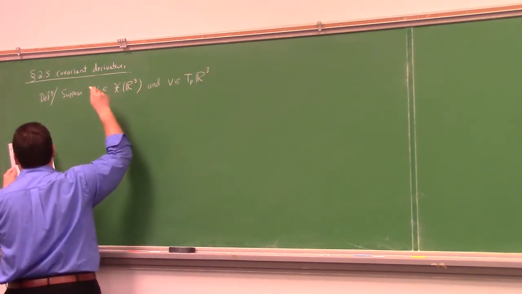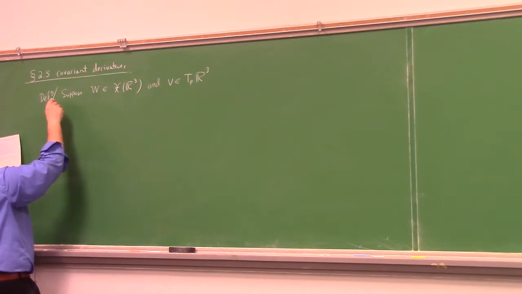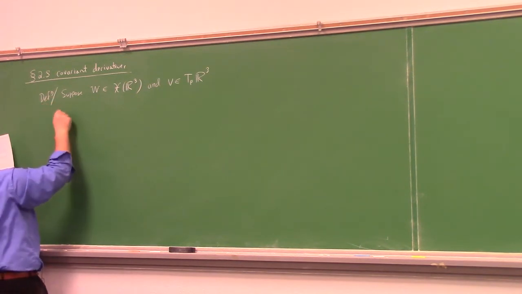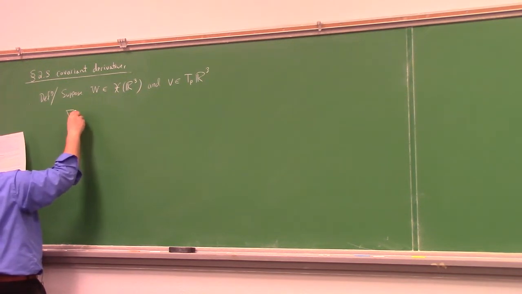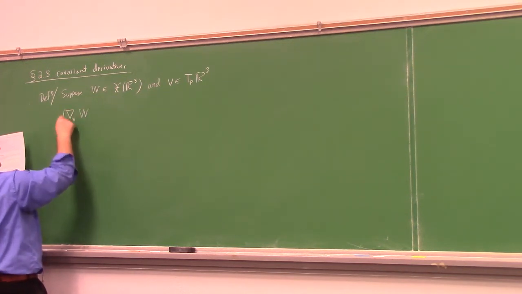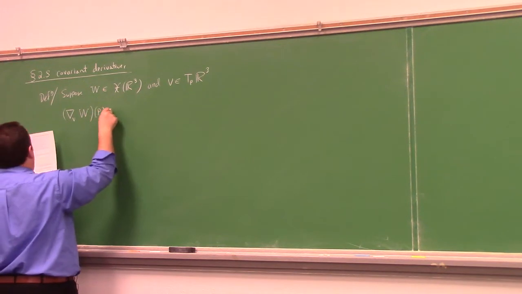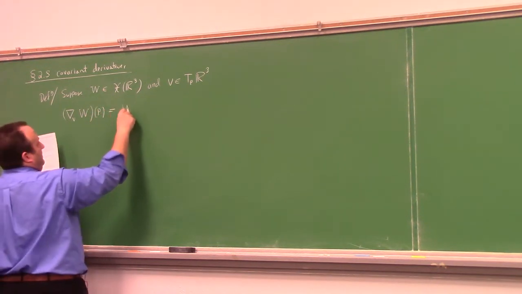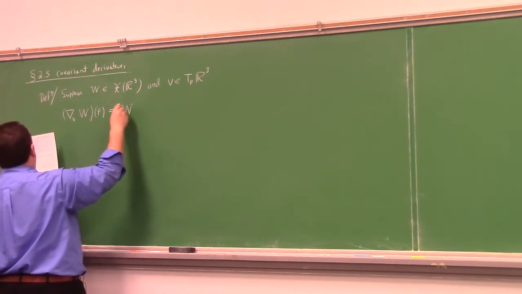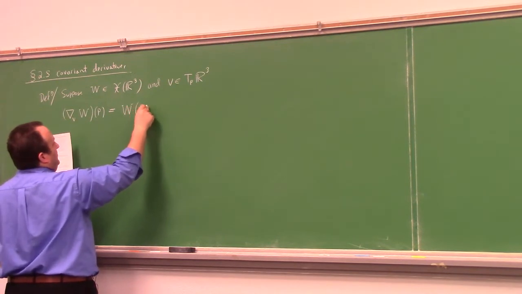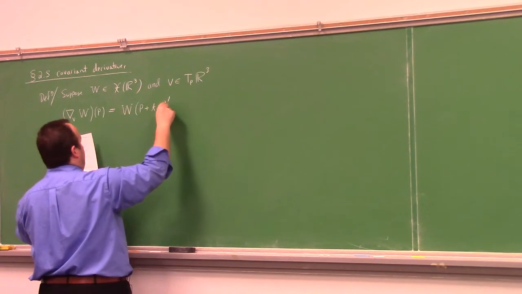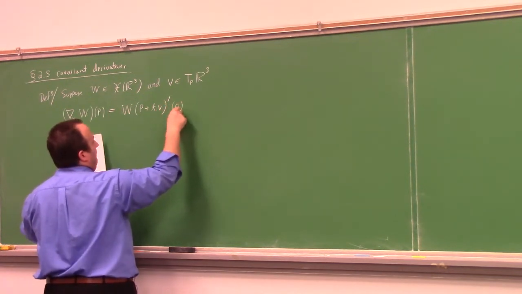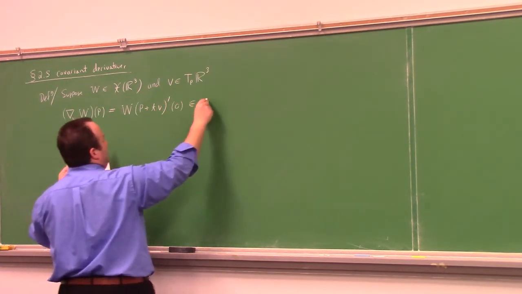All right. The covariant derivative of W with respect to v at P, which we denote del sub little v, big W, of P, is equal to the derivative of W of P plus tv, prime of 0. And that is an element of T_P R3.